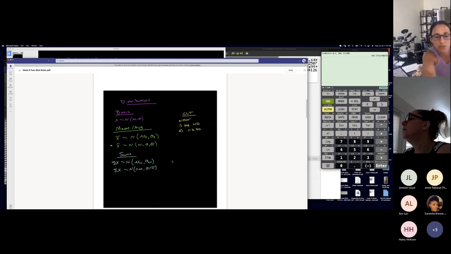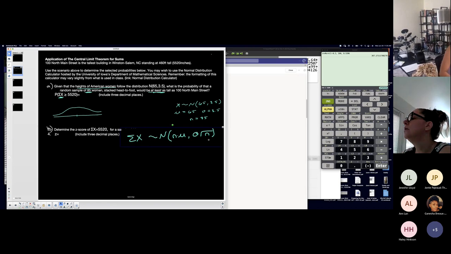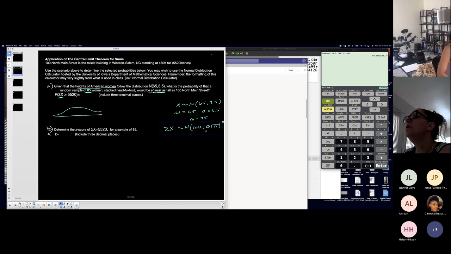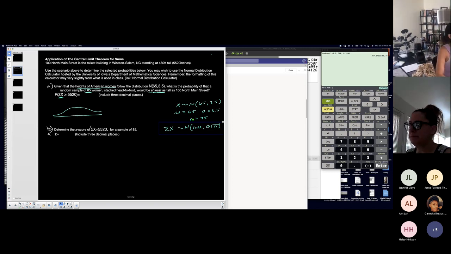Let me put the screen up. I'll pull that up and put it over here. This is what I need, my distribution of the sums. In yesterday's problems, they asked us for that initially: what is the distribution of X, the distribution of the means, the distribution of the sums. This time they didn't tell us any of that. We have to figure out this part first before we can do this part.